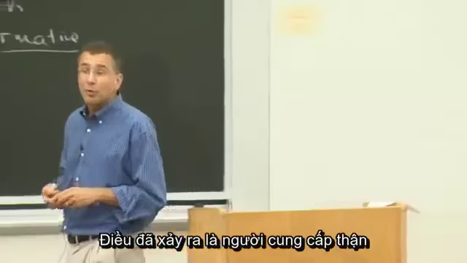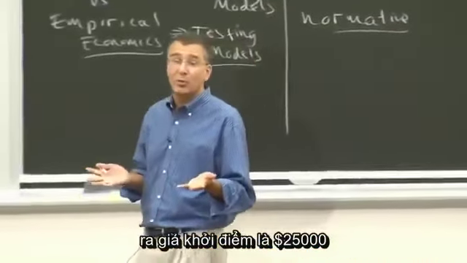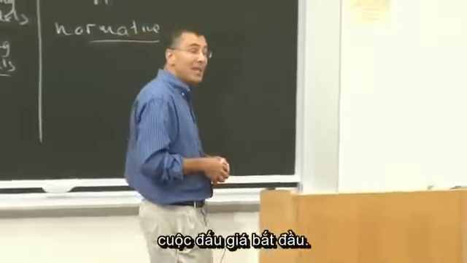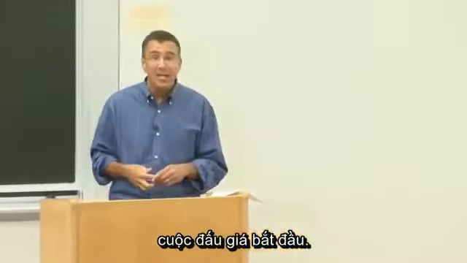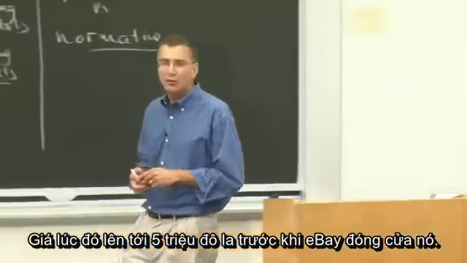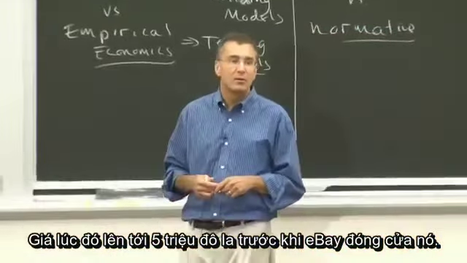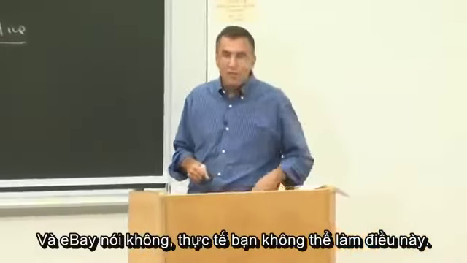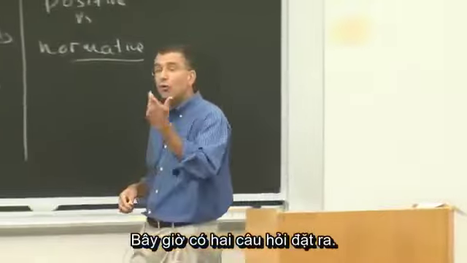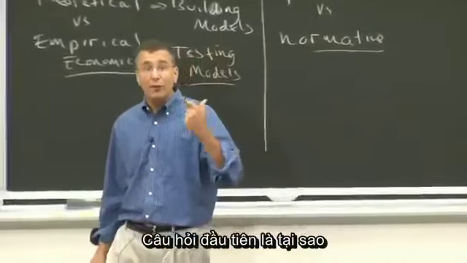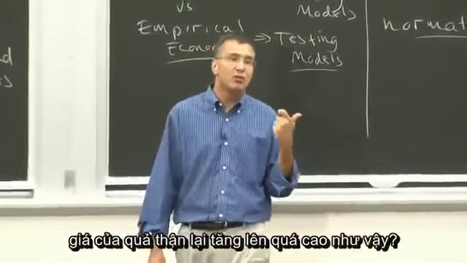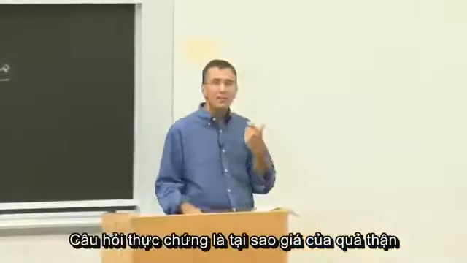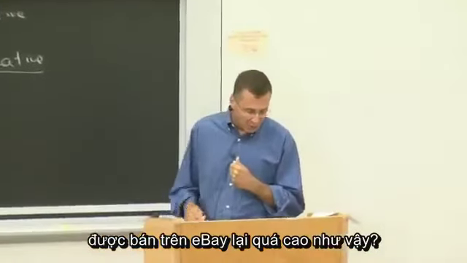So what happened? Well, this person offered their kidney, and they said the starting price will be $25,000. They didn't do a buy it now. The bidding went on. The price got to $5 million before eBay shut it down. eBay said, no, in fact, you can't do this. Now, there's 2 questions here. The first is, why did the price of the kidney go so high? That's the positive question.